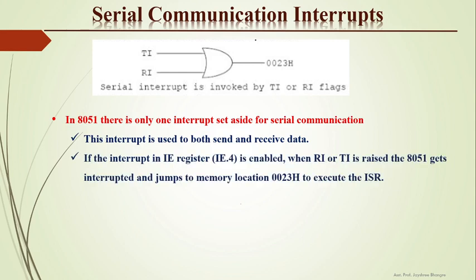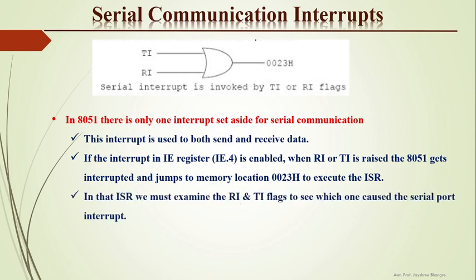If the interrupt in the IE register, that is IE.4, is enabled, when RI or TI is raised, the 8051 gets interrupted and jumps to the memory location 0023H to execute the ISR. But in that ISR, we must examine the RI and TI flags to see which one caused the serial port interrupt, as there is a single interrupt for both these flags. So after generating the interrupt, we must check the RI and TI flags to see which one caused it.